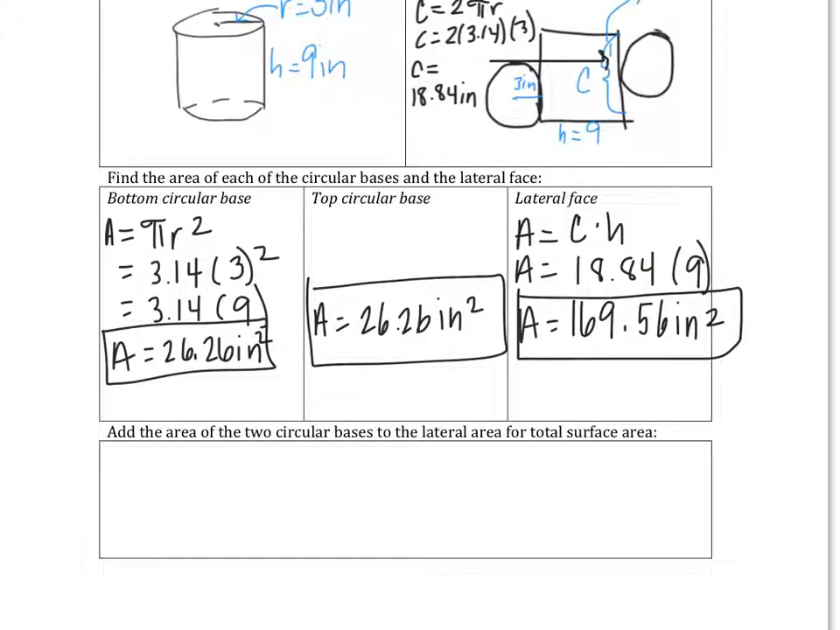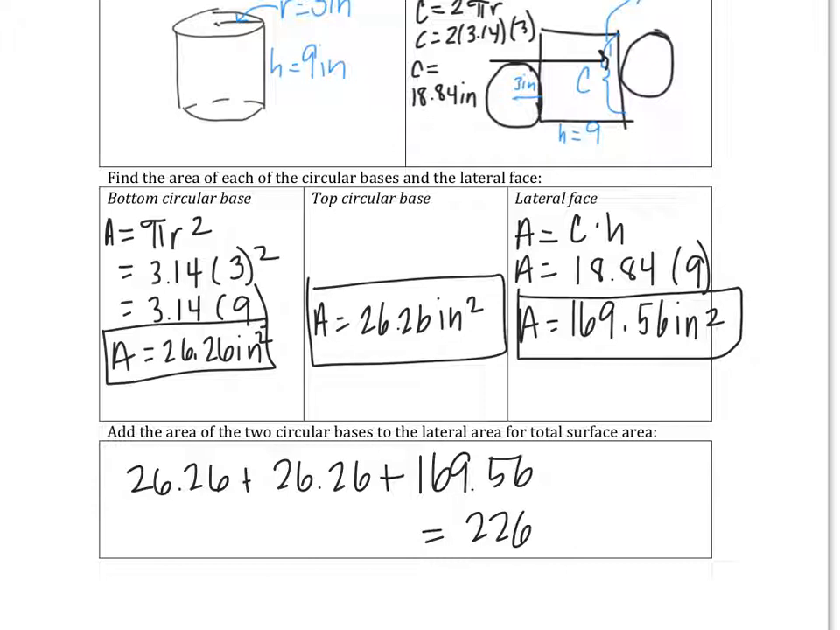So now we're almost done. All we have to do now is add up all those areas, and it's going to give us the surface area of the whole cylinder. So that is going to be 28.26 plus 28.26 plus 169.56, and that is going to give us a total of 226.08 inches squared for the total surface area.